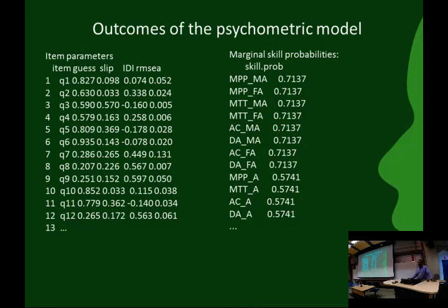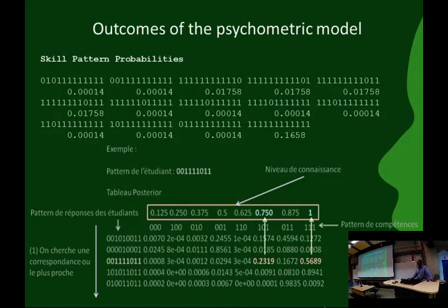This is a very interesting one because it provides information about how important the item is. It's interesting in that model. So yes, you also have what we call a marginal skills probability for each skill in the system, which is computed automatically by the model. And what you see here is a profile.